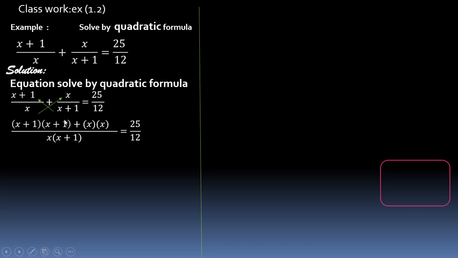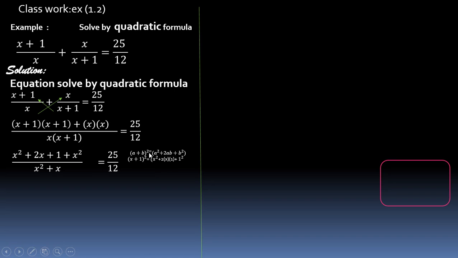Applying the formula (a + b)² = a² + 2ab + b², where a is x and b is 1: x² + 2x + 1. Then plus x² upon x² + x. Here x times x is x square, and x times 1 is x.